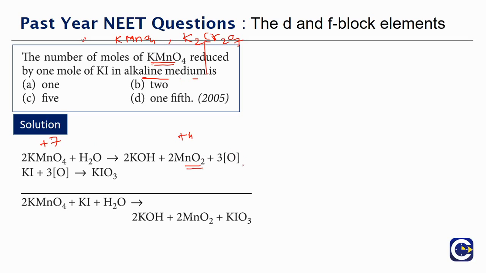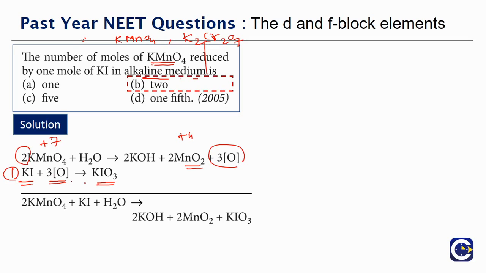So if you see the oxygen, the number of nascent oxygen atoms released is 3. And every one KI molecule will react with 3 nascent oxygens to form KIO3. So which means 1 mole of KI will require how many moles of KMnO4? It will require 2 moles of KMnO4.